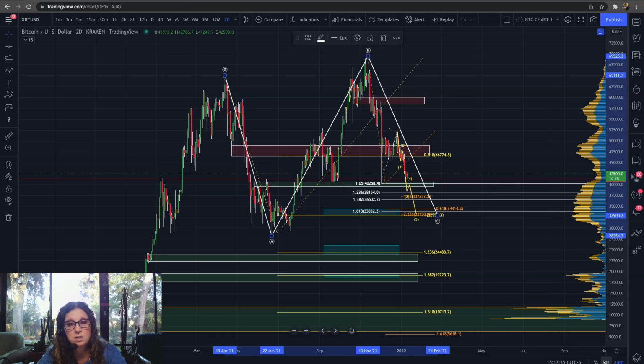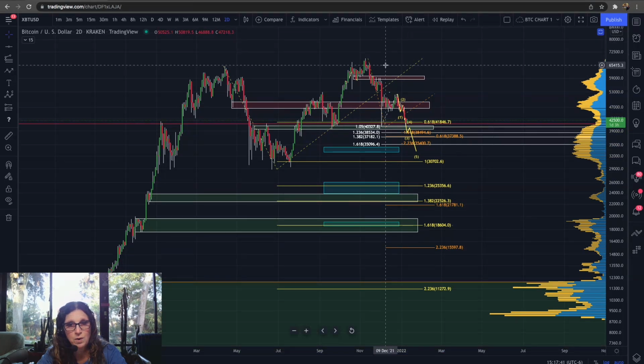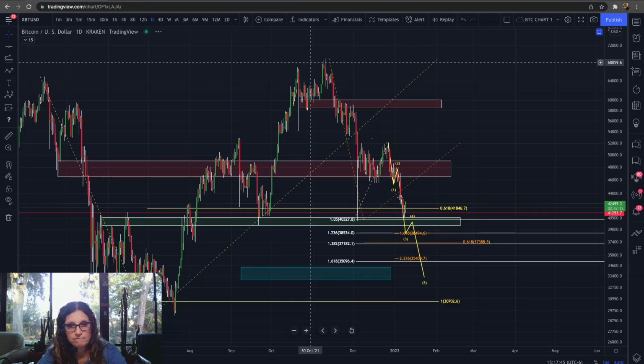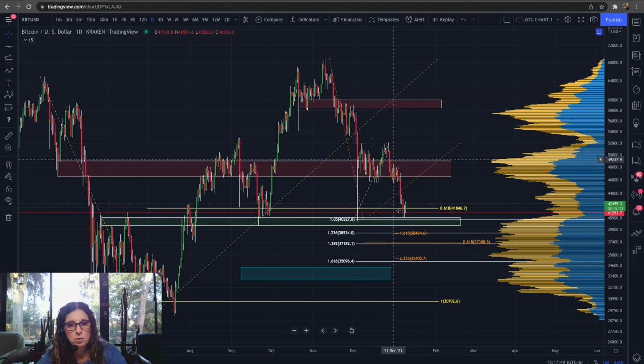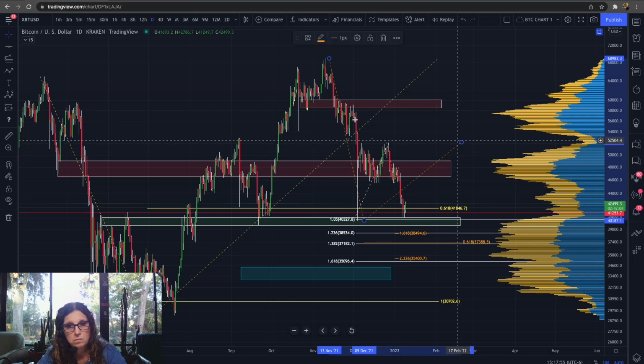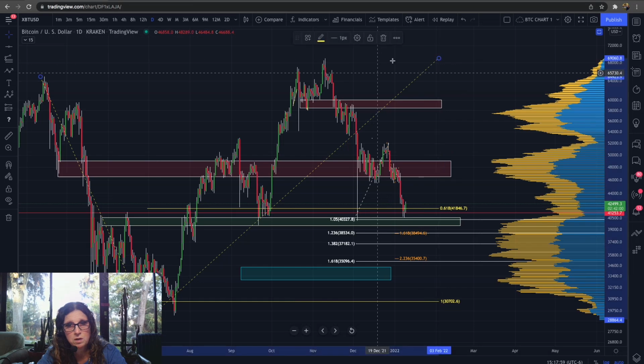I wish that log and linear didn't exist, but unfortunately they do. Which one is correct? I cannot say. All right. So let's look at this, because this is what matters. Let's get this stuff off here so we get a cleaner chart.